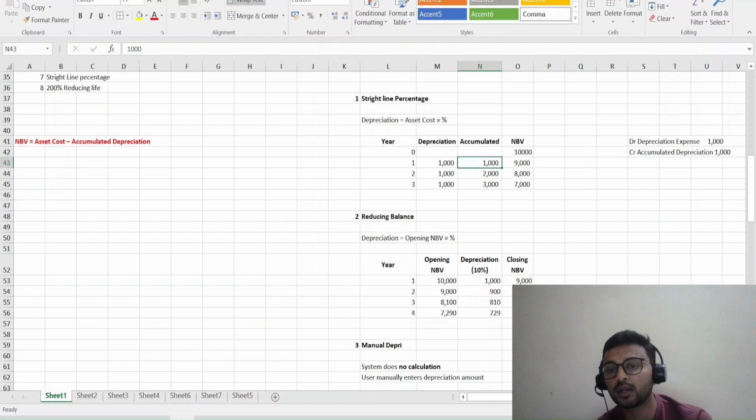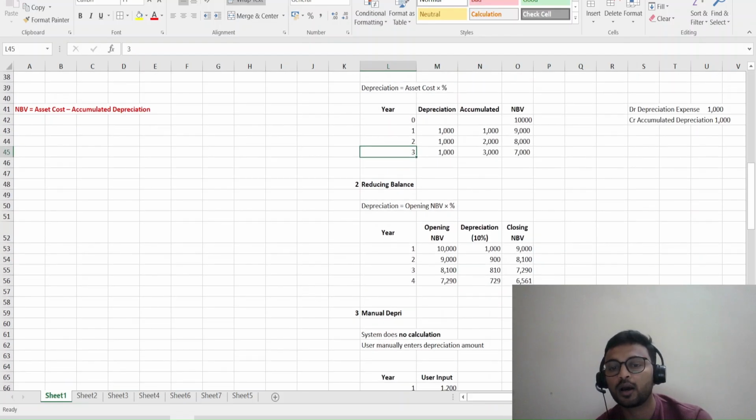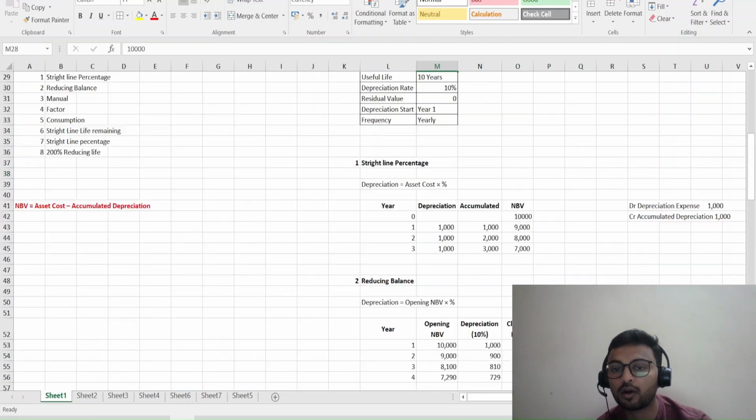So if you understand here, for year 1 in SLM it is deducting 1000, year 2 also 1000, all 10 years it will deduct 1000. But in WDV we have a different calculation. The depreciation will be calculated on the basis of an opening NBV. So the first time, depreciation will be calculated on the cost of 10,000.